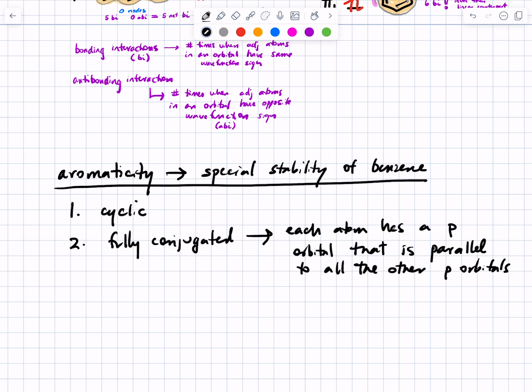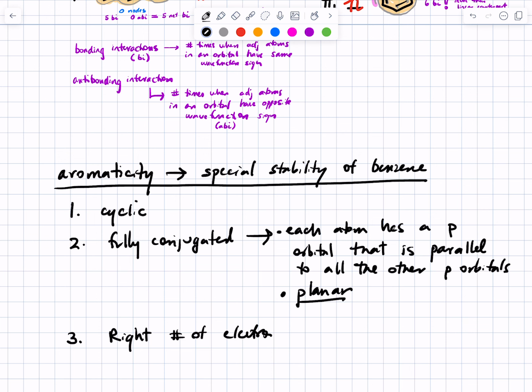If you know a little bit about hybridization and molecular geometry, a prerequisite or even a consequence of that is that the molecule is planar. Benzene is planar. Each of the atoms in benzene is sp2 hybridized trigonal planar. The p orbitals all have to be parallel with each other. The only way to do that is for all the atoms to be in the same plane in benzene. Okay? Okay, cyclic, fully conjugated, planar. And then a third requirement, we need to have the right number of electrons.